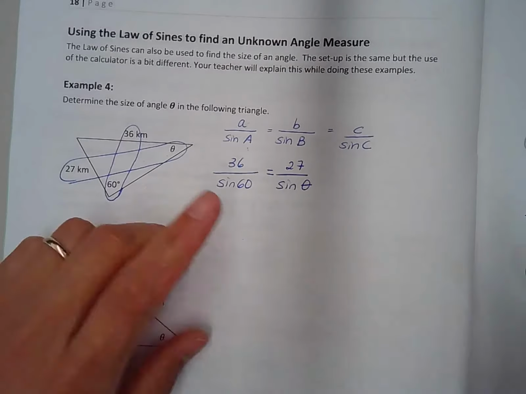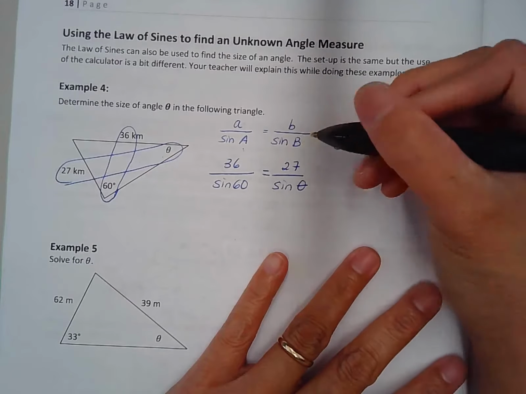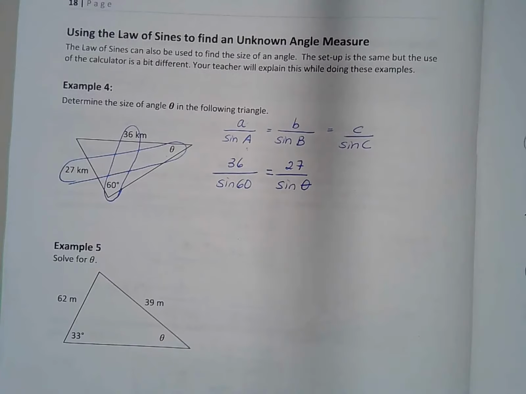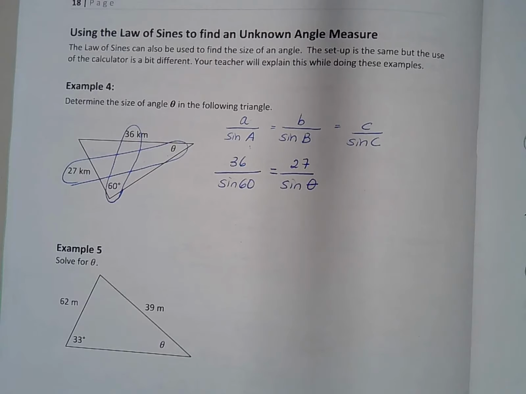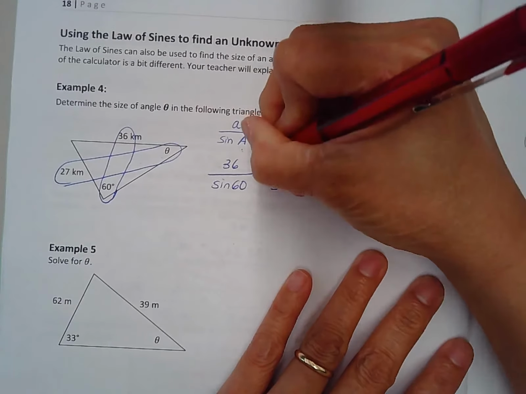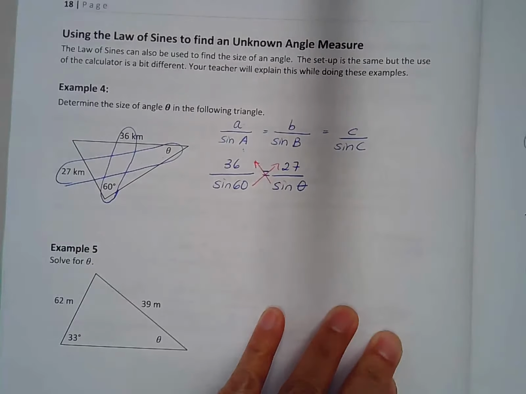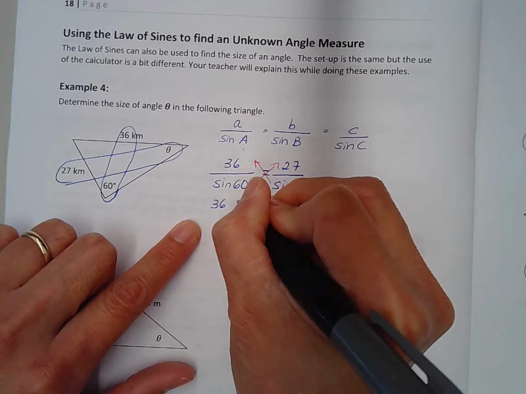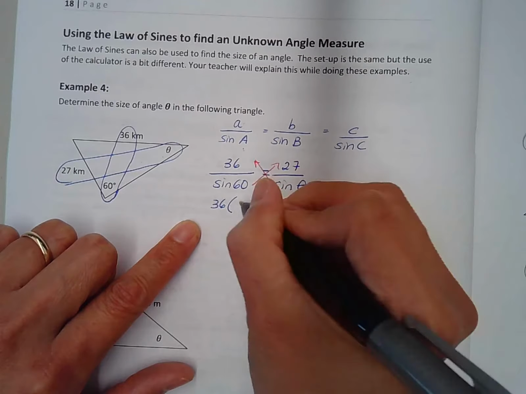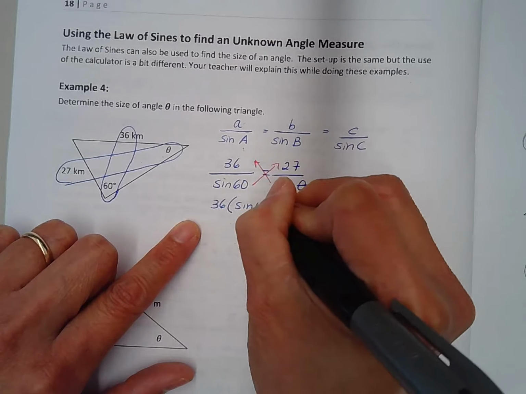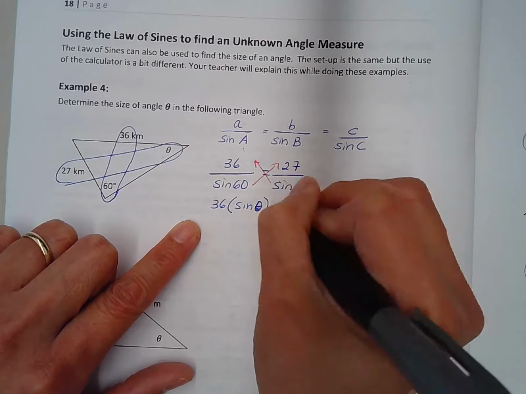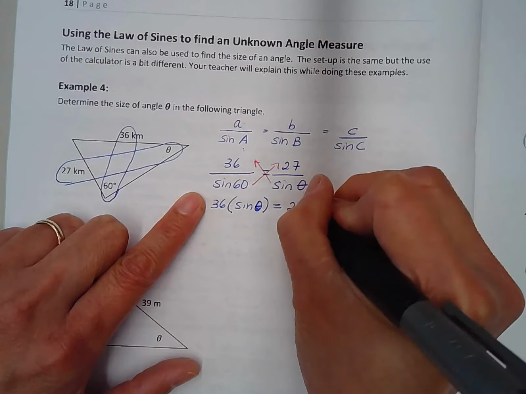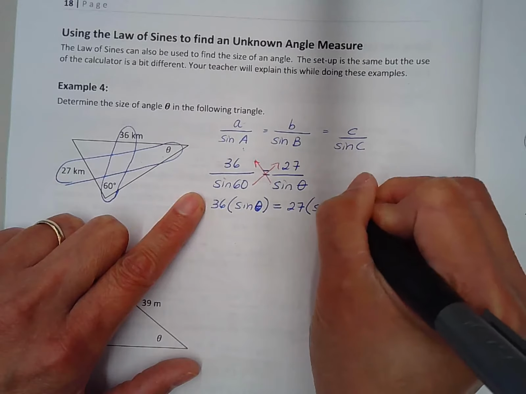Less than 60. Okay, so how do we solve for this? We're going to cross multiply. Yes, cross multiply. We know how to do this because we talked about solving equations before. So cross multiply: 36 times sine theta equals 27 times sine 60.